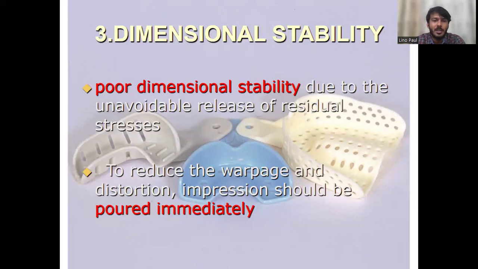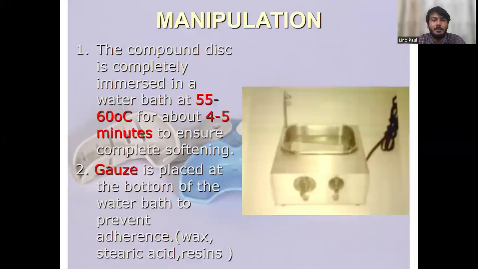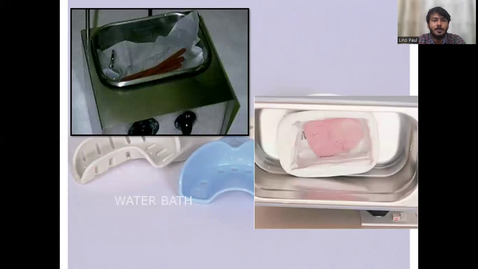Dimensional stability. It has poor dimensional stability due to the unavoidable release of residual stresses, and to reduce warpage and distortion, the impression should be poured immediately. Coming to the manipulation, the compound disc is completely immersed in a water bath at 55 to 60 degrees Celsius for about 4 to 5 minutes to ensure complete softening. Then a gauze is placed at the bottom of the water bath to prevent the adherence of the material onto the water bath. So this is how the impression material is placed into the water bath with the help of a gauze.